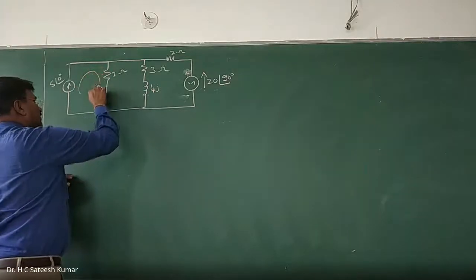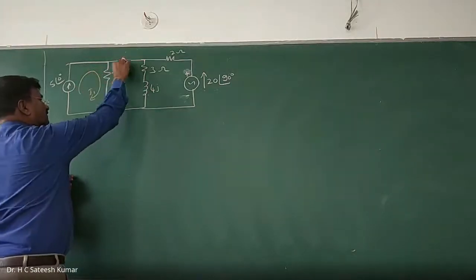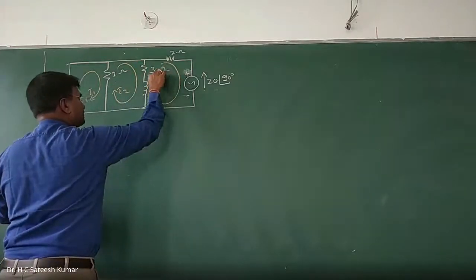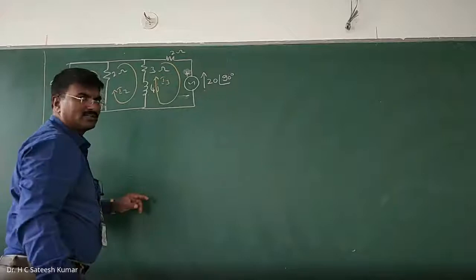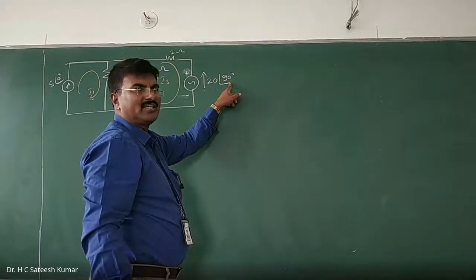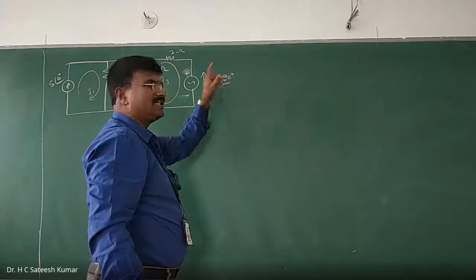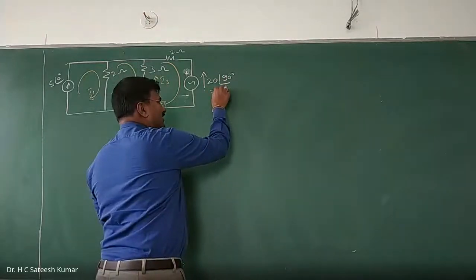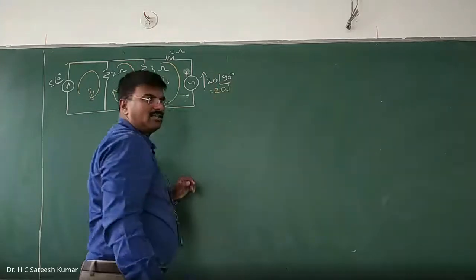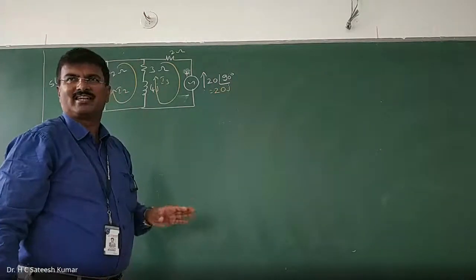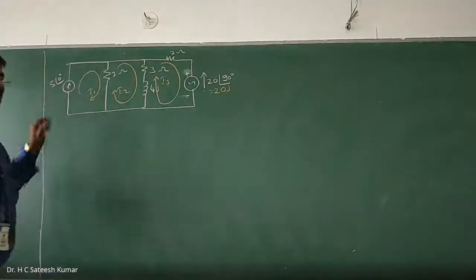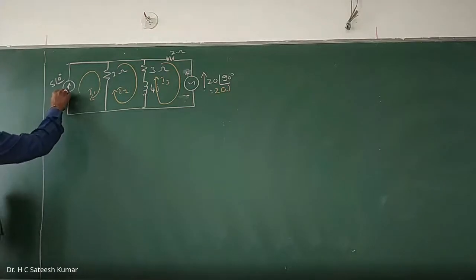Now I will write down the loop currents I1, I2, and I3. This 20 at an angle of 90 degrees, as I said, j is 90 degrees. So whenever there is a 90 degree, I can write it in rectangular form as 20j, and minus 90 we can write as minus j. And 5 at an angle of 0 is nothing but 5 amps. Simply it is a current source.